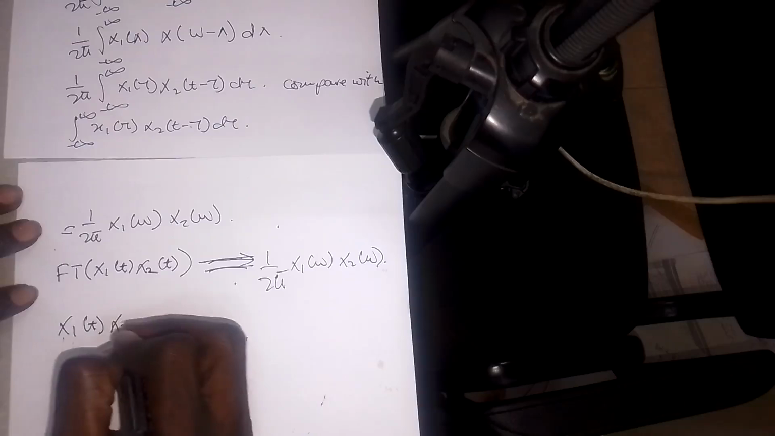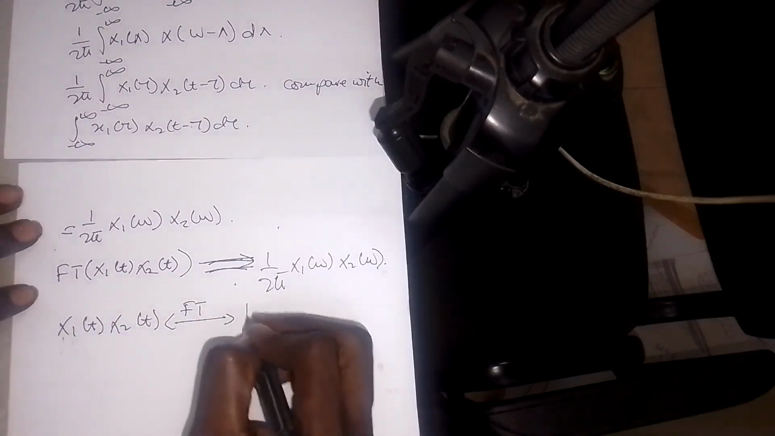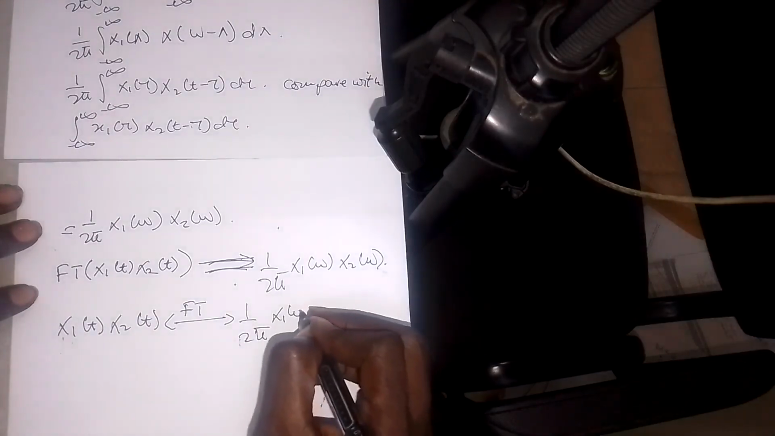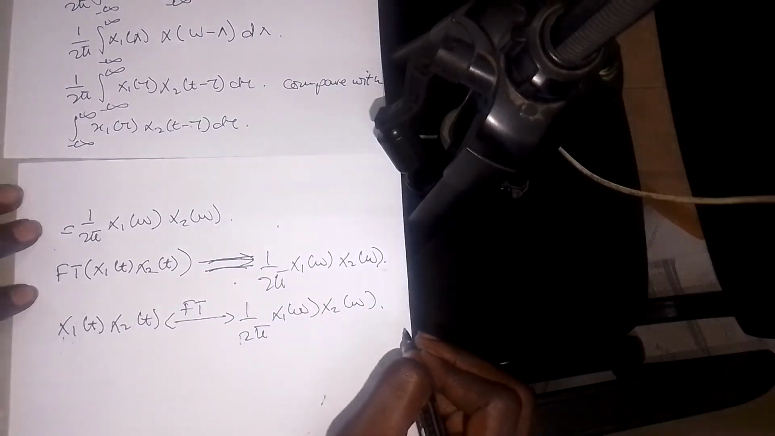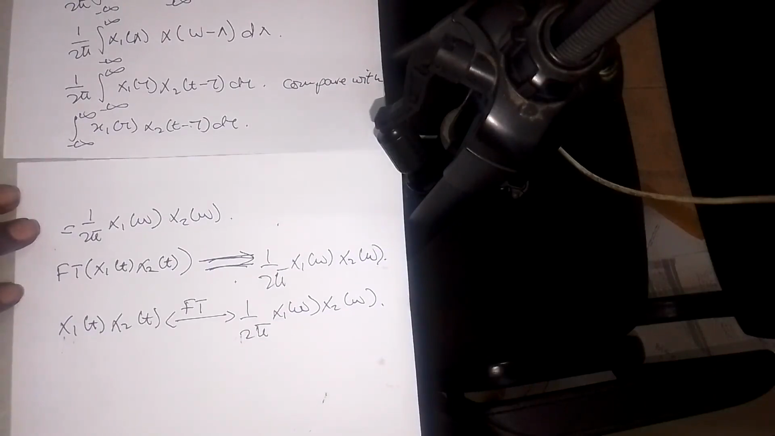Or I can say that x1 of t into x2 of t has a Fourier transform of 1 over 2 pi times X1 of omega into X2 of omega. Basically, that is what I can say. So this is the multiplication property.